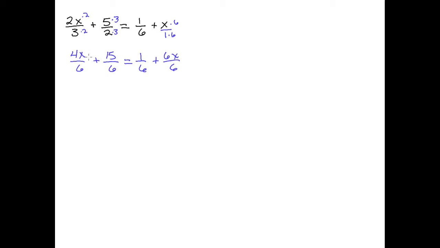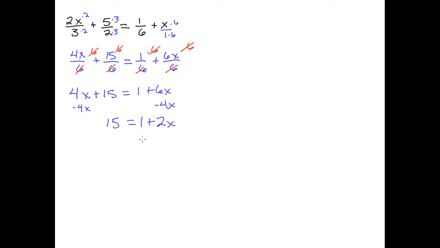And now what happens when we multiply through by that common denominator? Yeah, look at that. 6's cancel right like that. And we are left with 4x plus 15 equals 1 plus 6x. Oh, we know how to do this. Subtract the 4x from this side and from this side to get them all on the same side. 15 equals 1 plus 2x. Subtract 1 from both sides and we get 2x equals 14. That was minusing 1. And then we divide by 2, and we get x equals 7.